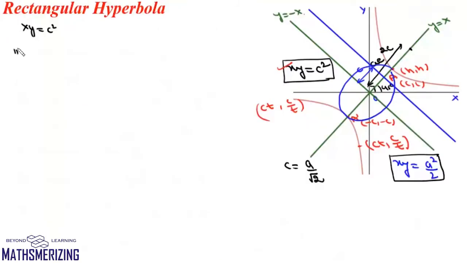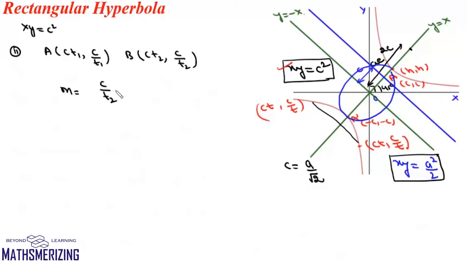Now the 11th result is the equation of a chord of this rectangular hyperbola. So suppose we have 2 points, say A, which is ct1 comma c upon t1, and B, ct2 comma c upon t2. We can write the slope of AB as y2 minus y1 upon x2 minus x1. So it will be c upon t2 minus c upon t1, over c into t2 minus t1. Now c will cancel and t2 minus t1 will cancel. We'll get this slope as minus 1 upon t1 t2.